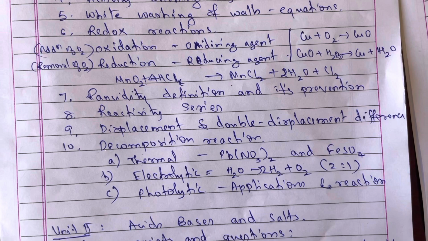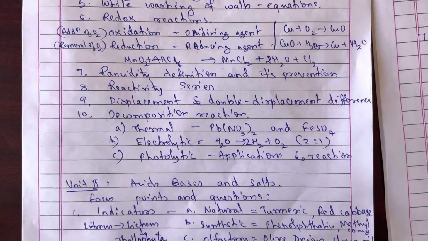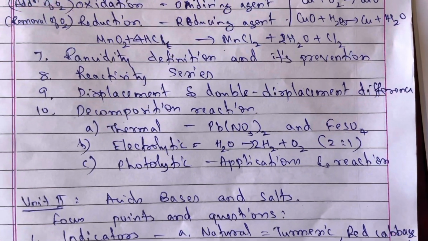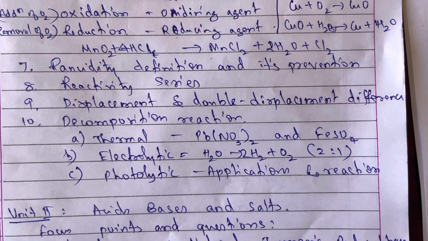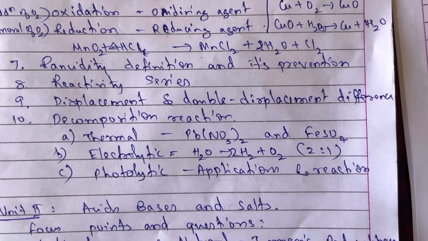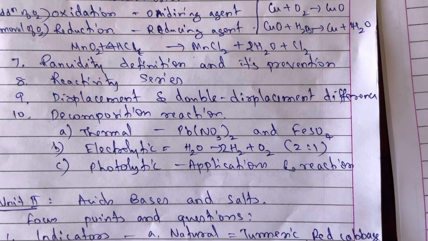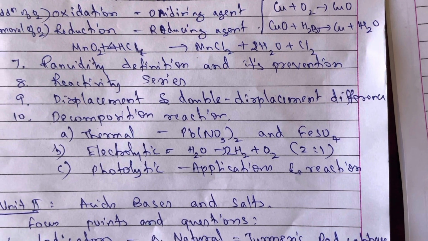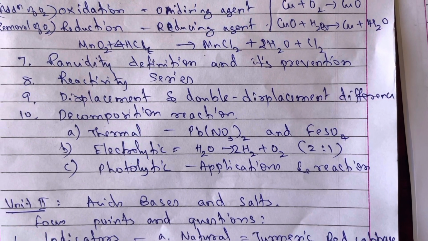And you should also remember the differences between displacement and double displacement reactions. Displacement reactions are those in which a highly reactive metal displaces a less reactive one from its salt solution. Double displacement may be divided into two cases, that is precipitation reaction and neutralization reaction. For precipitation, you need to observe carefully the equation given in your textbook, potassium iodide with lead nitrate. The color changes to yellow, lead iodide is formed, plus potassium nitrate. You need to practice that equation.